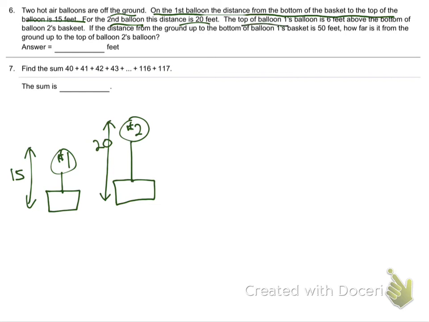The top of balloon 1's balloon is 6 feet above the bottom of balloon 2's basket. Oh. So the top of balloon 1's balloon down to the, okay, so I better shift this a little bit. Okay, let me try to move balloon 1 down a little bit.